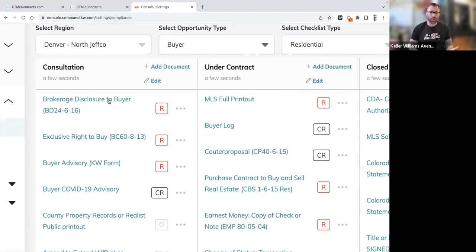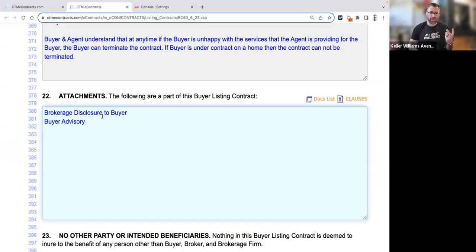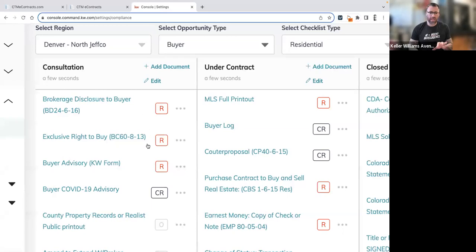So you can see that we have to have the brokerage disclosure to buyer on the buy side. We have to have the exclusive right to buy on the buy side, and we have to have the buyer advisory. So those are the very first things, right? We got the brokerage disclosure to buyer, and we have the buyer advisory, and we're working on the exclusive right. So those are the three attachments, or the two attachments that need to be with this piece, because you need to have all three of those to have your opportunity to get paid, right?